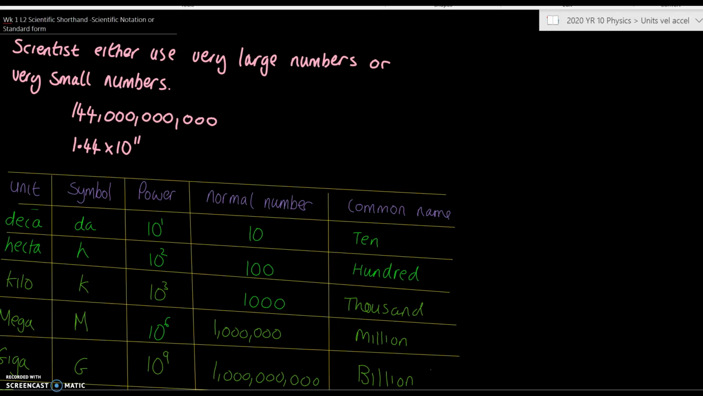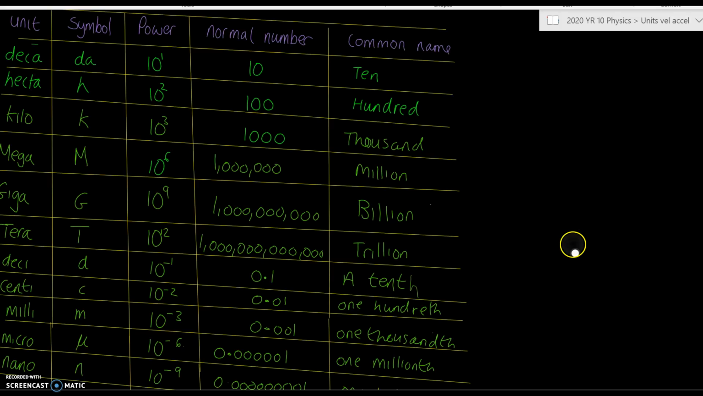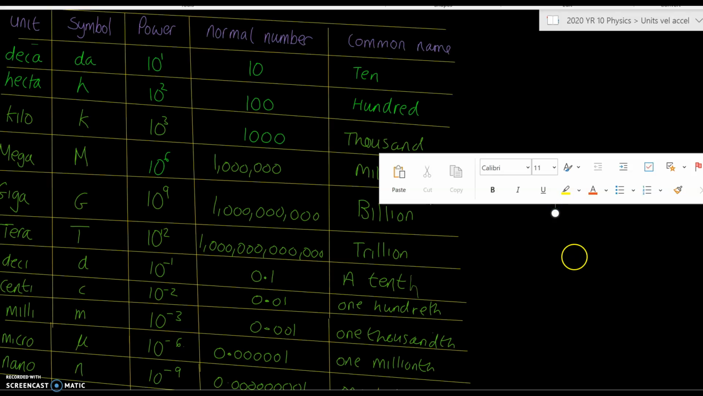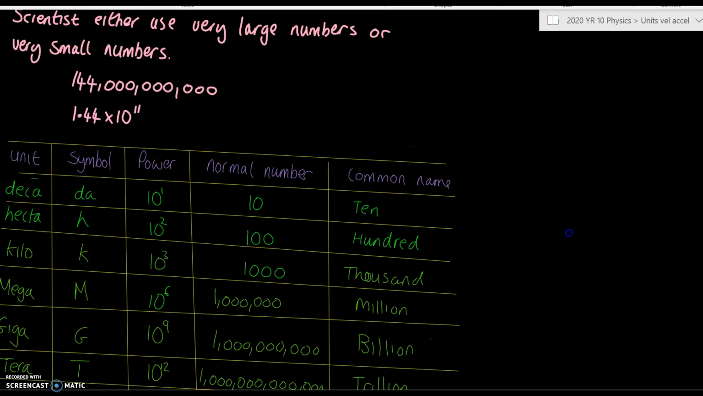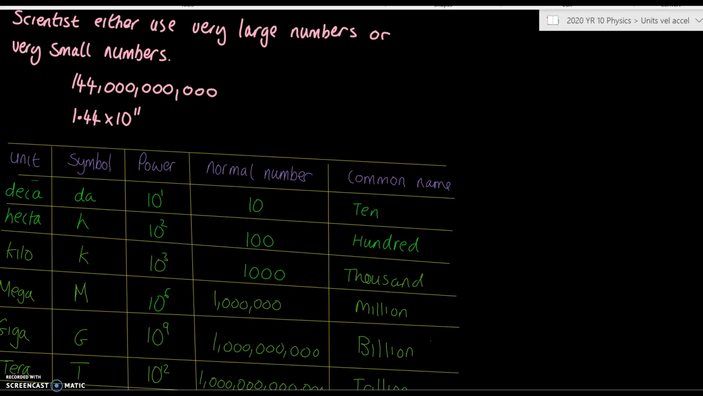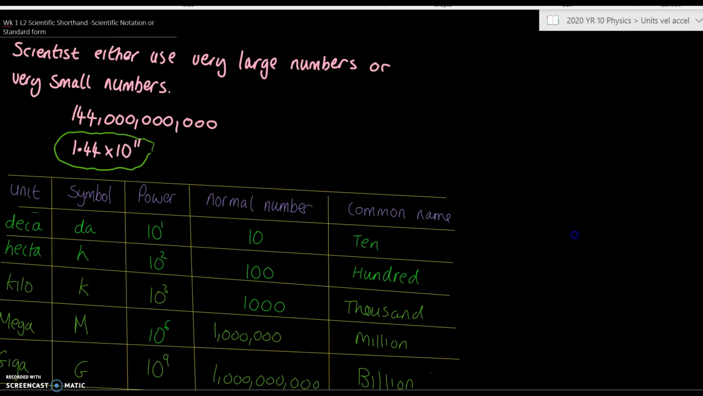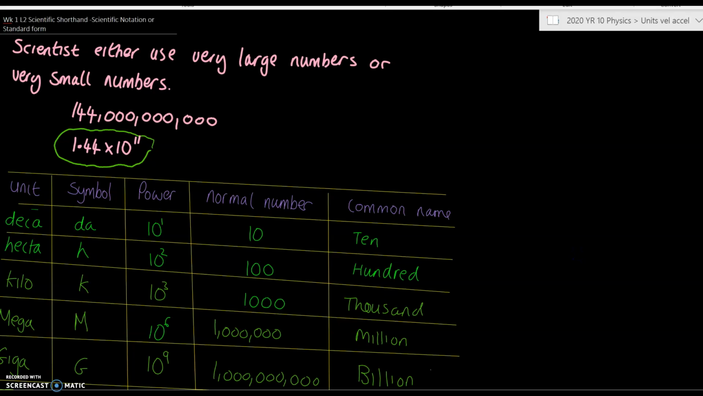Welcome back fellas. Hopefully you've got your table set up and we can start. Right, just want to look at this number here, 144 billion or 144,000 million. Okay, and how did we get to this here, which is what I mean by scientific notation or standard form?